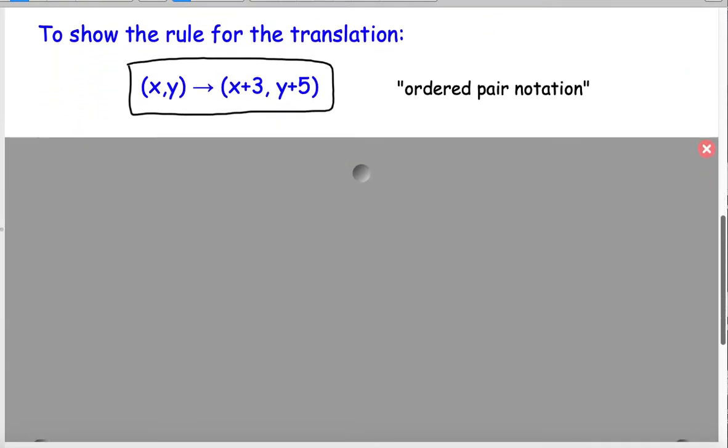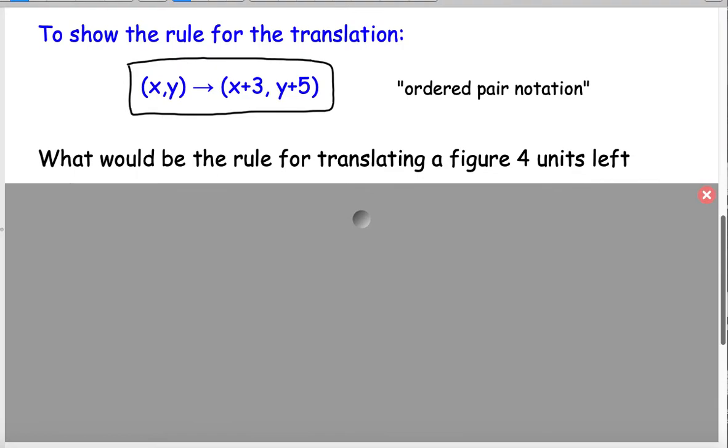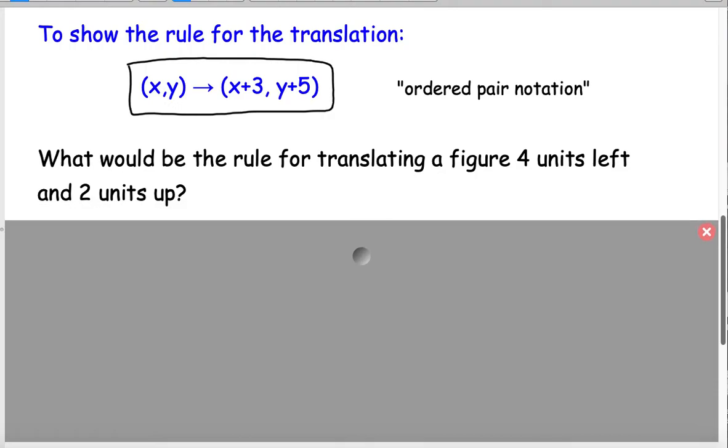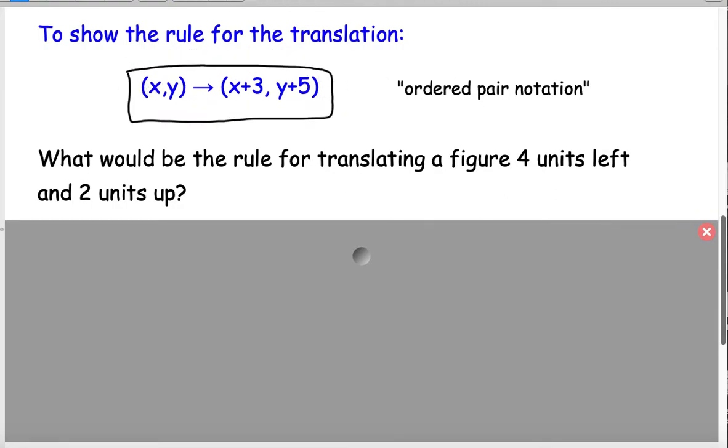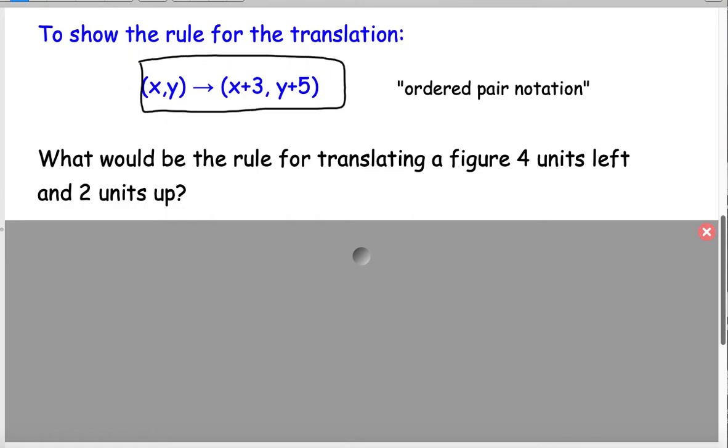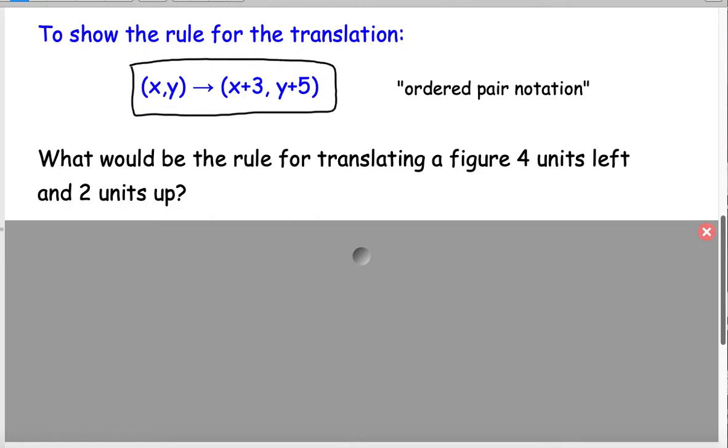All right. What would be the rule for translating a figure 4 units to the left and 2 units up? This is a good time to hit pause and write down what you think the answer should be. And your answers should look something like this. X comma y, arrow, and then x plus or minus a number, comma y plus or minus a number.